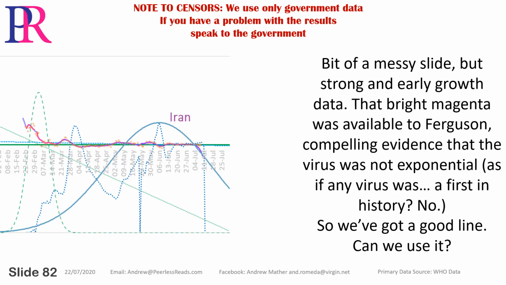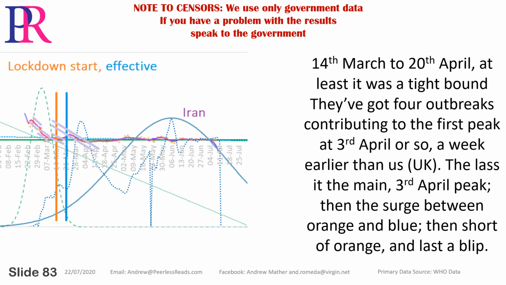That bright magenta was available to Ferguson, compelling evidence that the virus was not exponential, as if any virus was. A first in history? No. So we've got a good line. Can we use it? 14th March to 20th April, at least it was a tight bound.